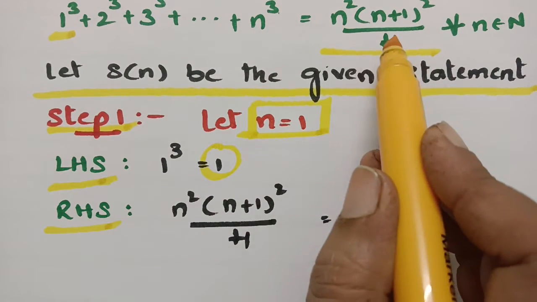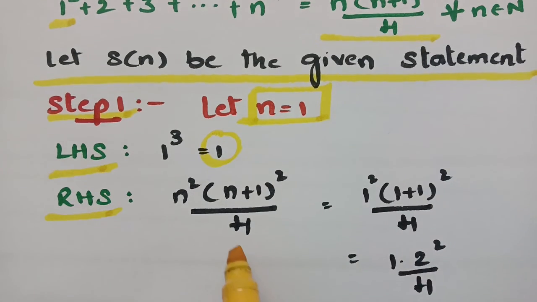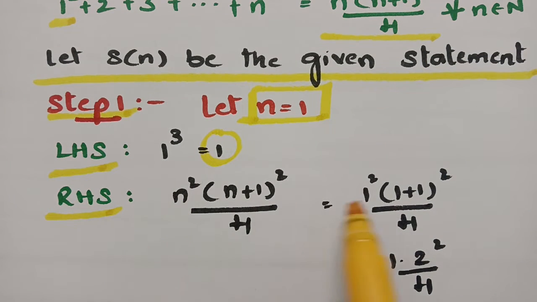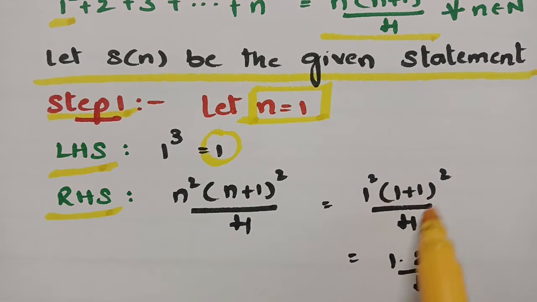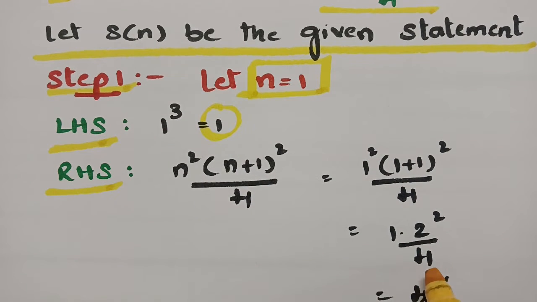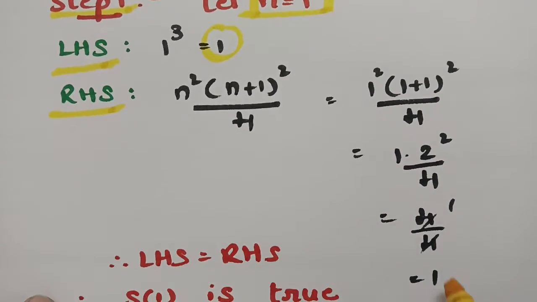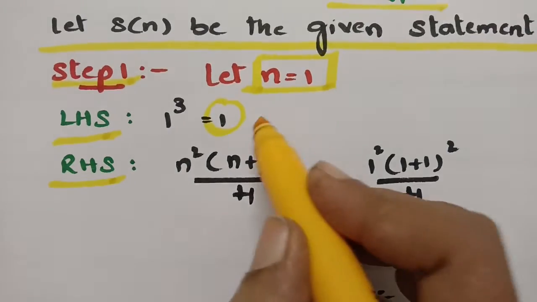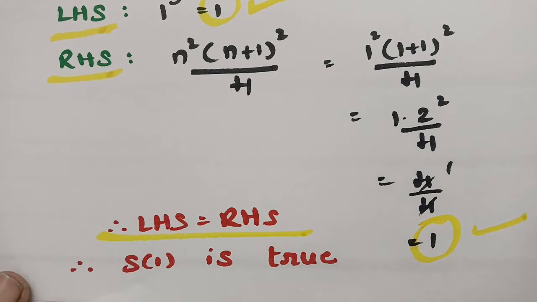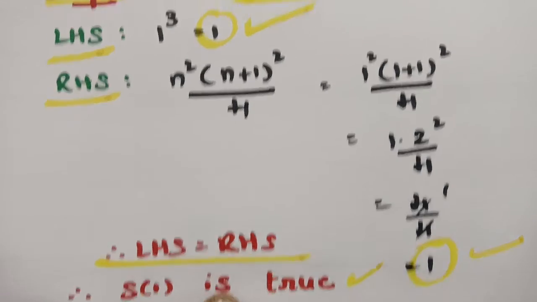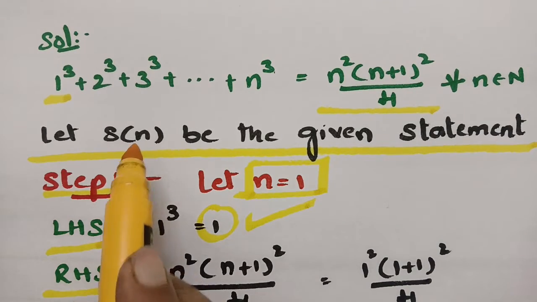This is n square into (n plus 1) whole square by 4. In this, if you keep n equal to 1, this will be 1 square into (1 plus 1) whole square by 4, which is equal to 2 square by 4, which is 4 by 4, the value is 1. So the LHS value is 1 and the RHS value is 1. We say that LHS is equal to RHS and S of 1 is true. The statement is true when n is equal to 1.